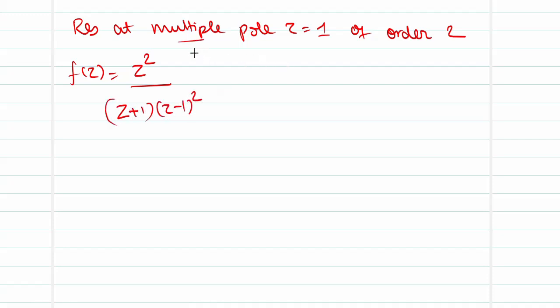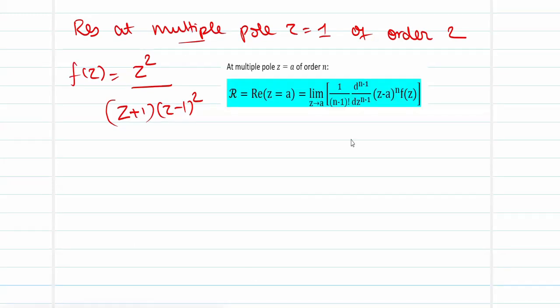Now it's time to recollect the formula for the multiple pole, and it is given by limit z tending to a, 1 by n minus 1 factorial, d power n minus 1 by dz power n minus 1, z minus a power n into f of z. Now copy paste your functions over here. So this is going to be equal to limit z tending to 1, the value is going to be 1, order is going to be 2, which means n is equal to 2.